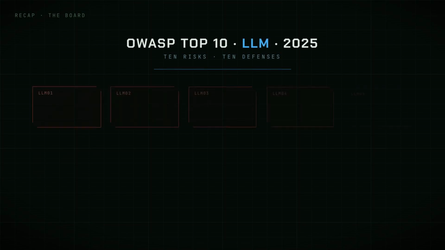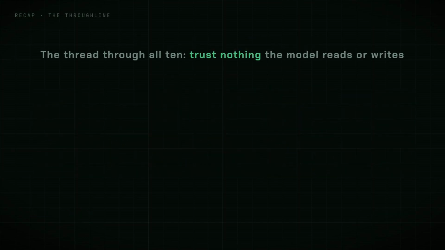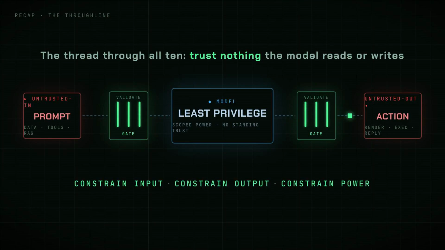10 ways an AI app breaks and 10 ways to defend it. That's the 2025 OWASP LLM Top 10. The thread through all 10: trust nothing the model reads or writes, and limit what it's allowed to do.